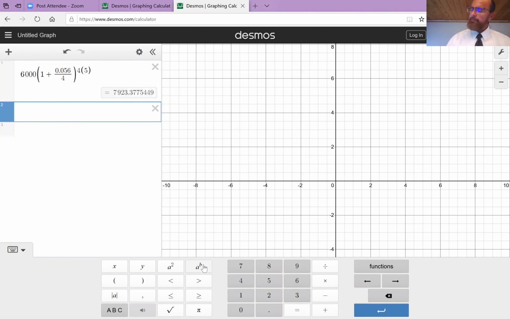And that looks like after 5 years, Georgiana can expect to have $7,923 and about 38 cents. Let's head back to our notes screen to finalize that answer.